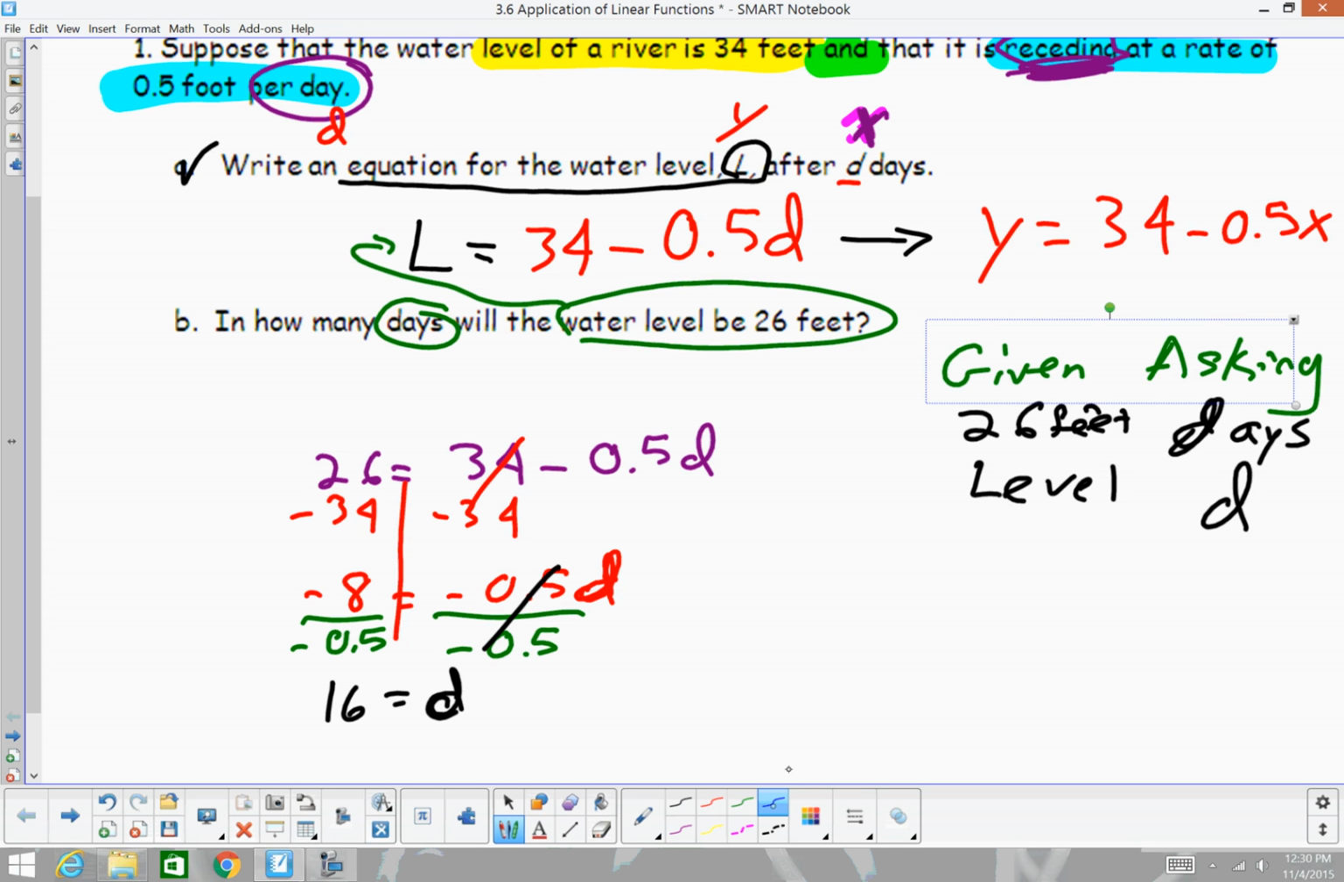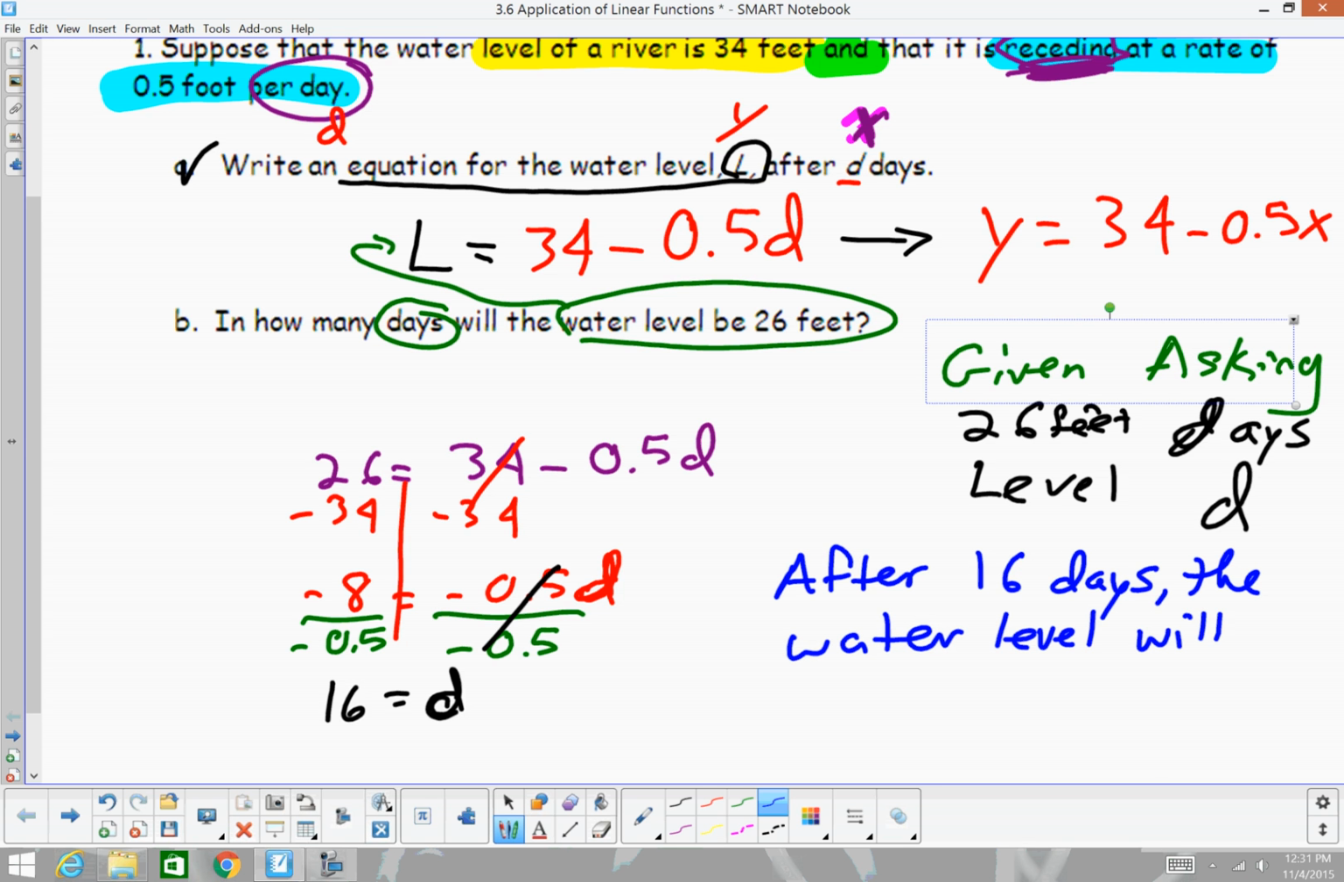So when I go ahead and write an explanation, I'm going to say, after 16 days, the water level will be 26 feet. Okay. Awesome. So now when I go ahead and answer another question, I'm going to want to write it in a complete sentence if there was a part C.